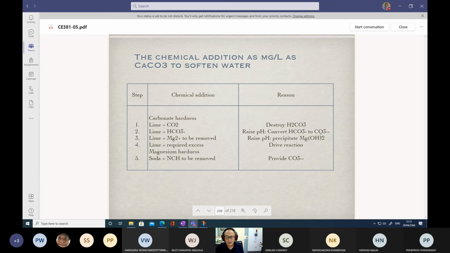And here are the reasons why we have to add lime. We add lime equal to the amount of required excess magnesium. These are for the carbonate hardness removal. And the last one, if we still have to remove the non-carbonate hardness, we will add soda equal to the amount of non-carbonate hardness removal. So these are the reasons.